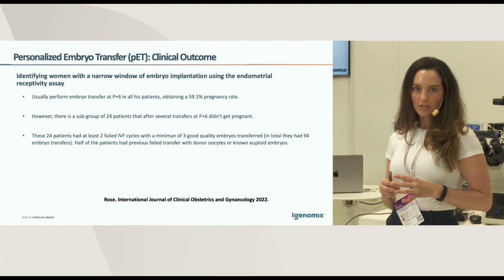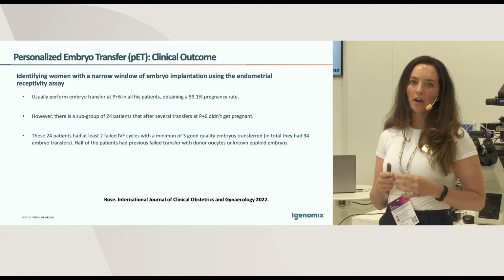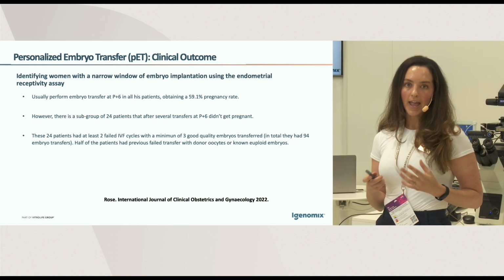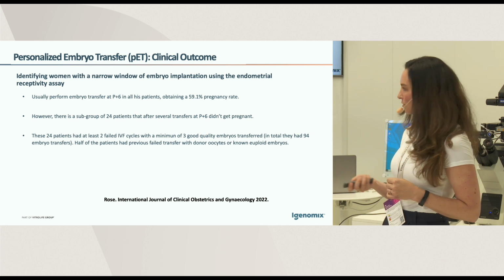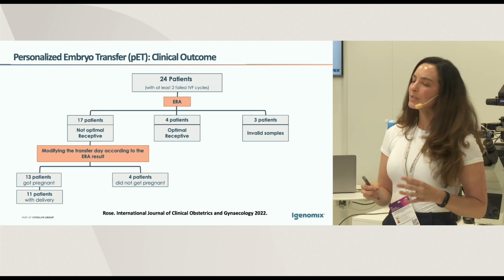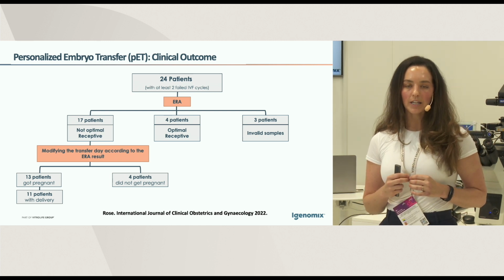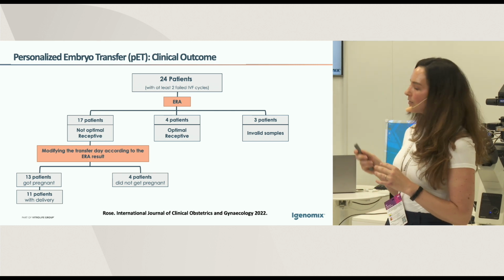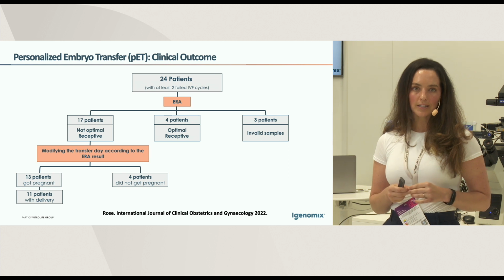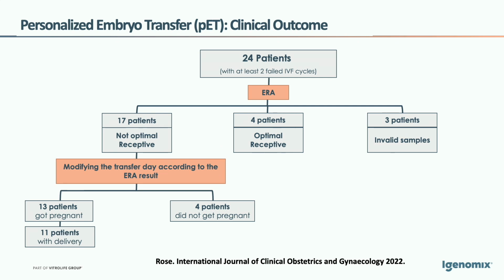Half of these patients, so half of the 24, had previous failed transfers with either donor oocytes and/or known euploid embryos. Now, what he found was that 17 out of the 24 patients had a displaced window of implantation at their standard time of transfer on P+6. These 17 patients then underwent a personalized embryo transfer guided by their ERA results, in which 13 got pregnant and 11 had successful deliveries.